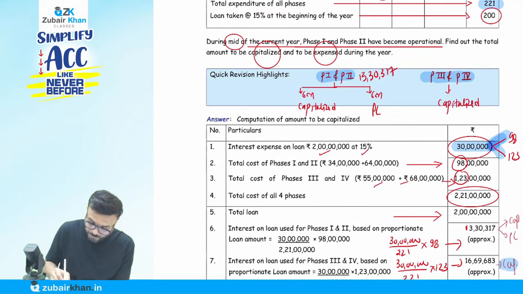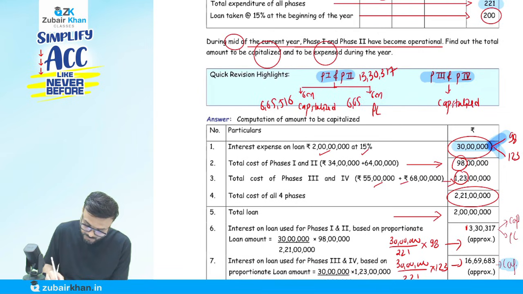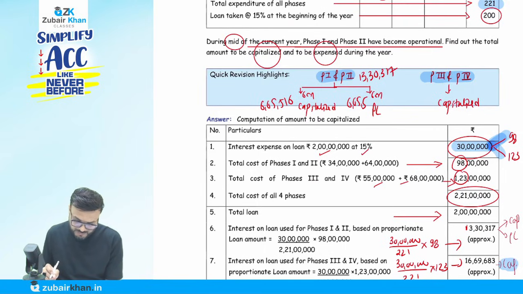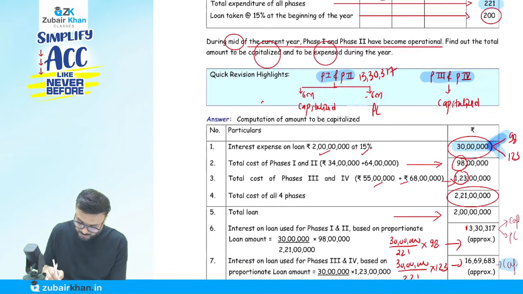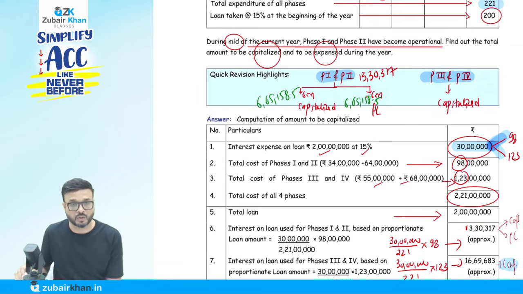13,30,317 divided by 2. 50% is coming 6,65,560. 6,65,500 and just 1 minute, not 6,65,000. No, something is incorrect here. Okay, just give me a minute. 6,65,150. 8.5, 6,65,158.5. You got the point here now?